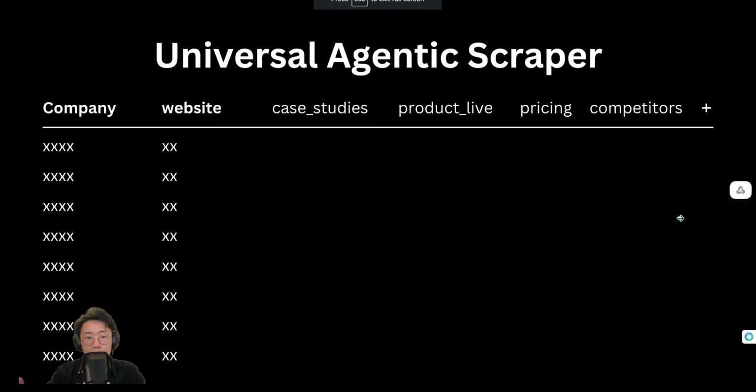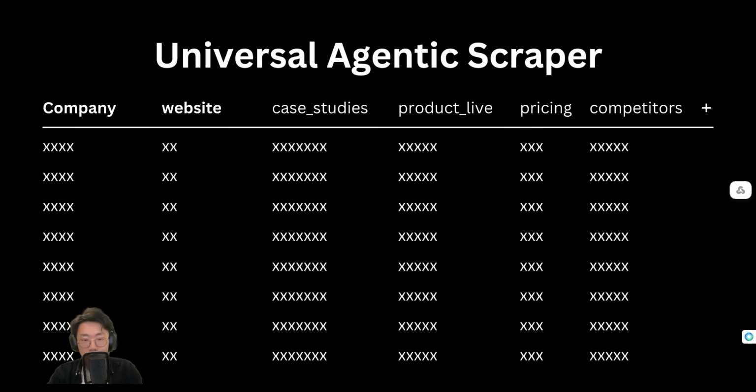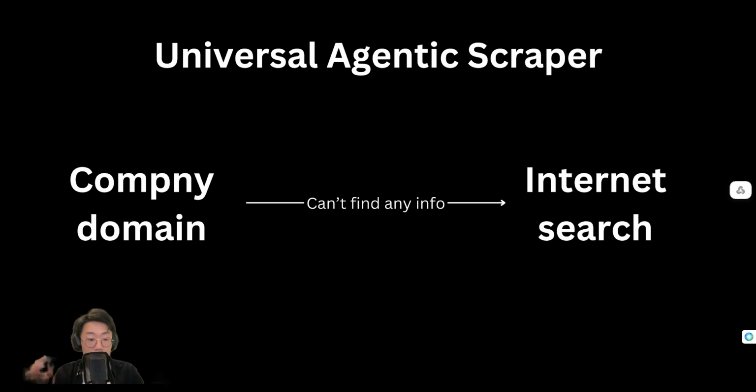Firstly, I want to build a universal agentic scraper where the user can just give a list of companies as well as websites, then give a list of different data points that they want to collect about each company. And the agent can just do the research and fill in all those empty cells. I wanted the scraper to work in a very specific way where it can research as much as possible within that company domain, which means it can navigate to different pages in that specific company website. As we know, the data source there has higher quality. But if the agent can't find any specific information, then it can go to the internet to search.